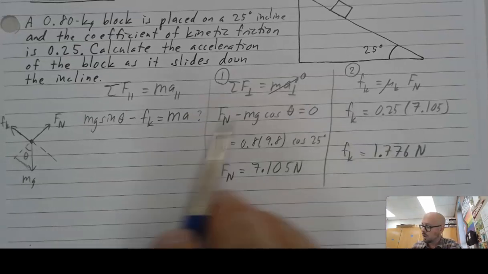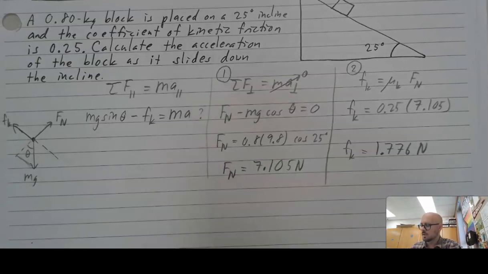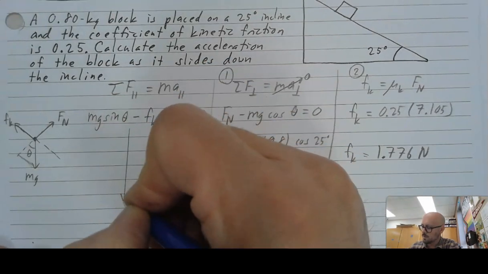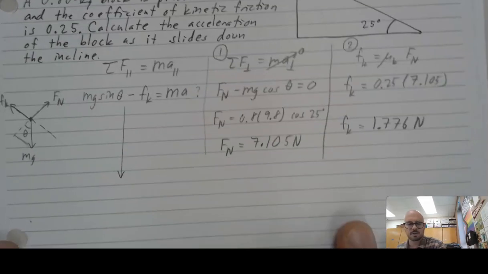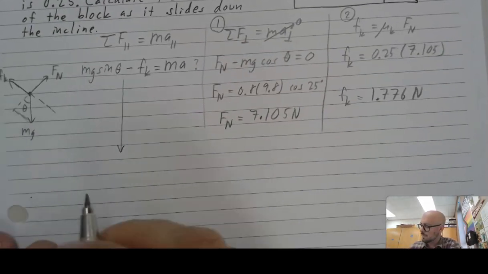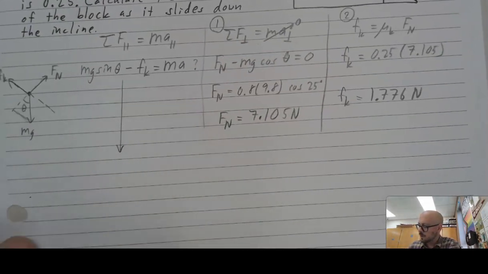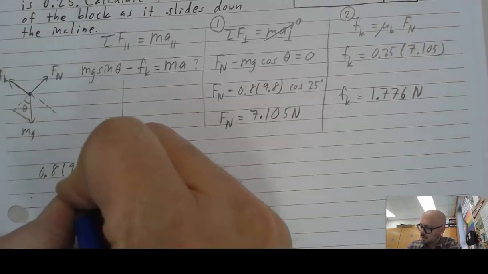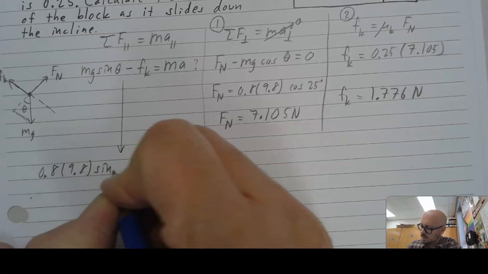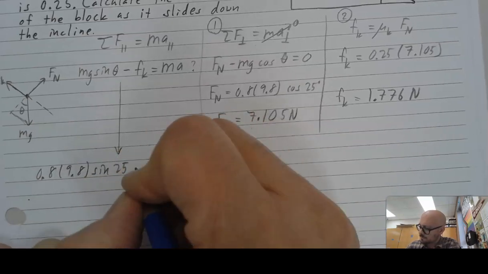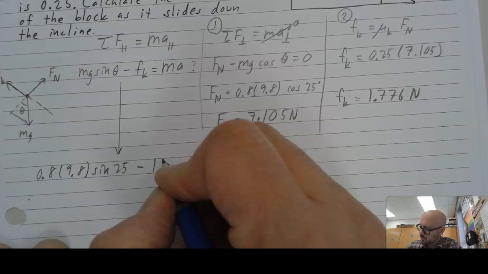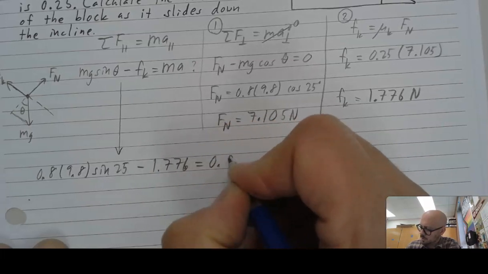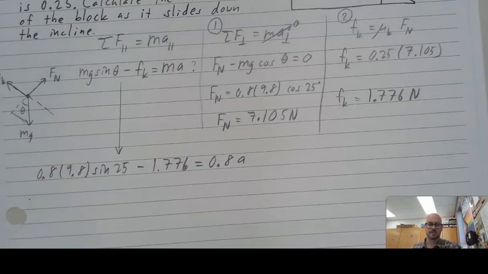And now I go all the way back to this first equation and I fill it in. I know I'm not going to have enough room to write all of that in this column I've made for myself, so I'm going to make a bigger section here. I'm going to fill in everything I have. So the mass is 0.8, g is 9.8 times the sine of 25, minus 1.776 equals 0.8 times acceleration.